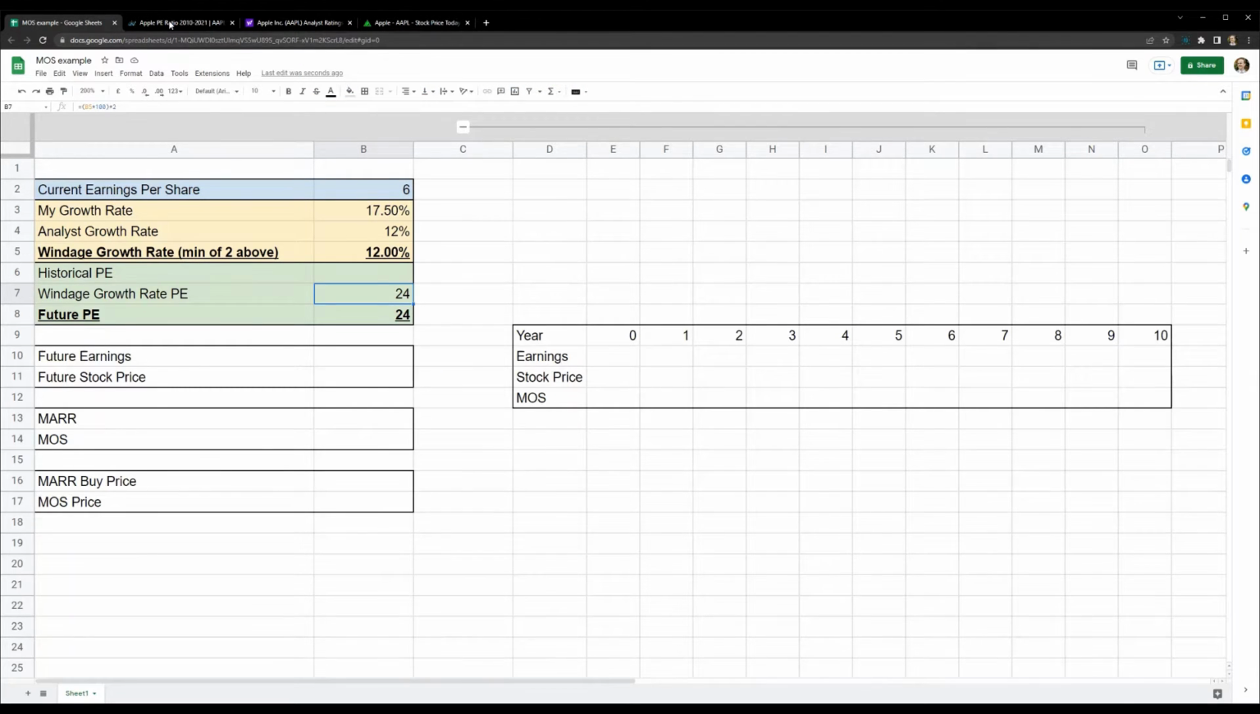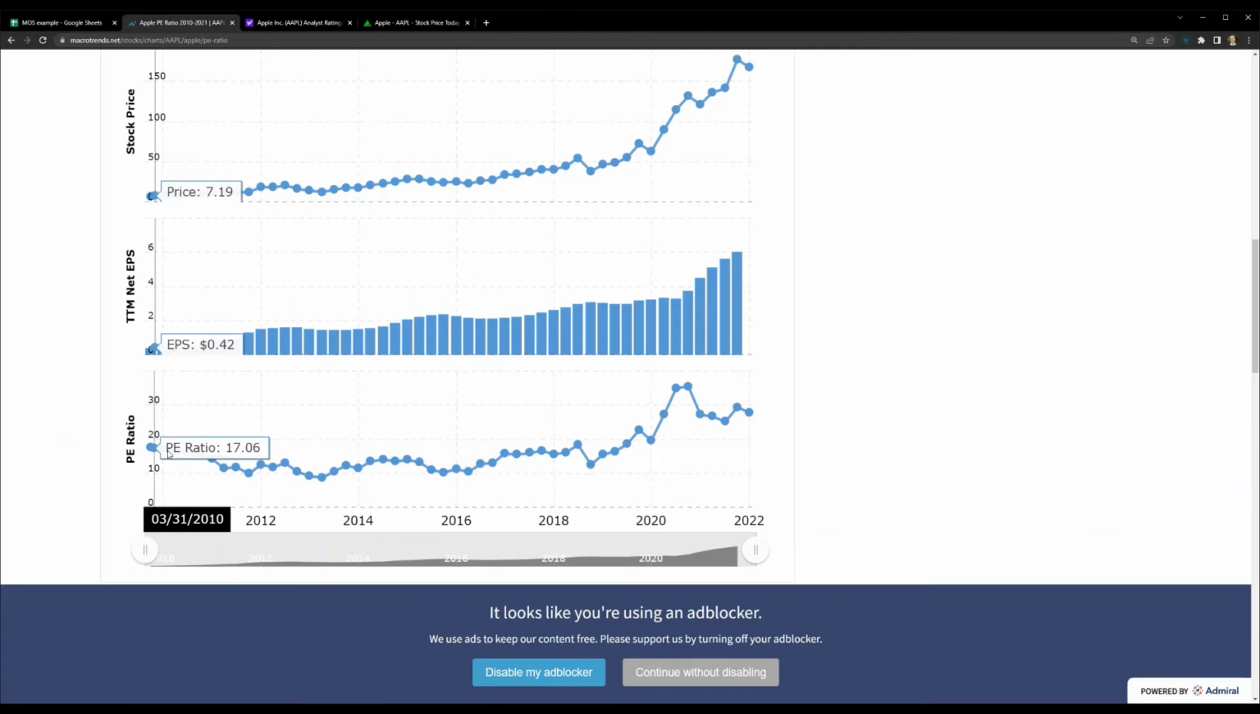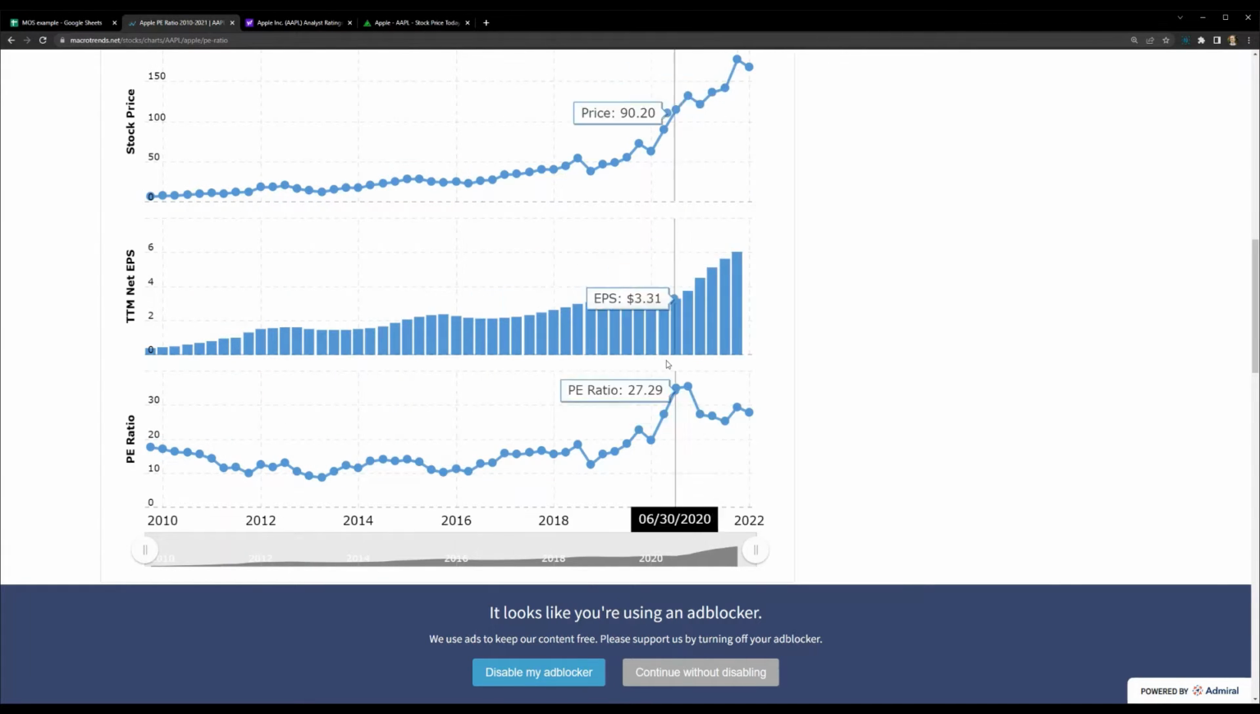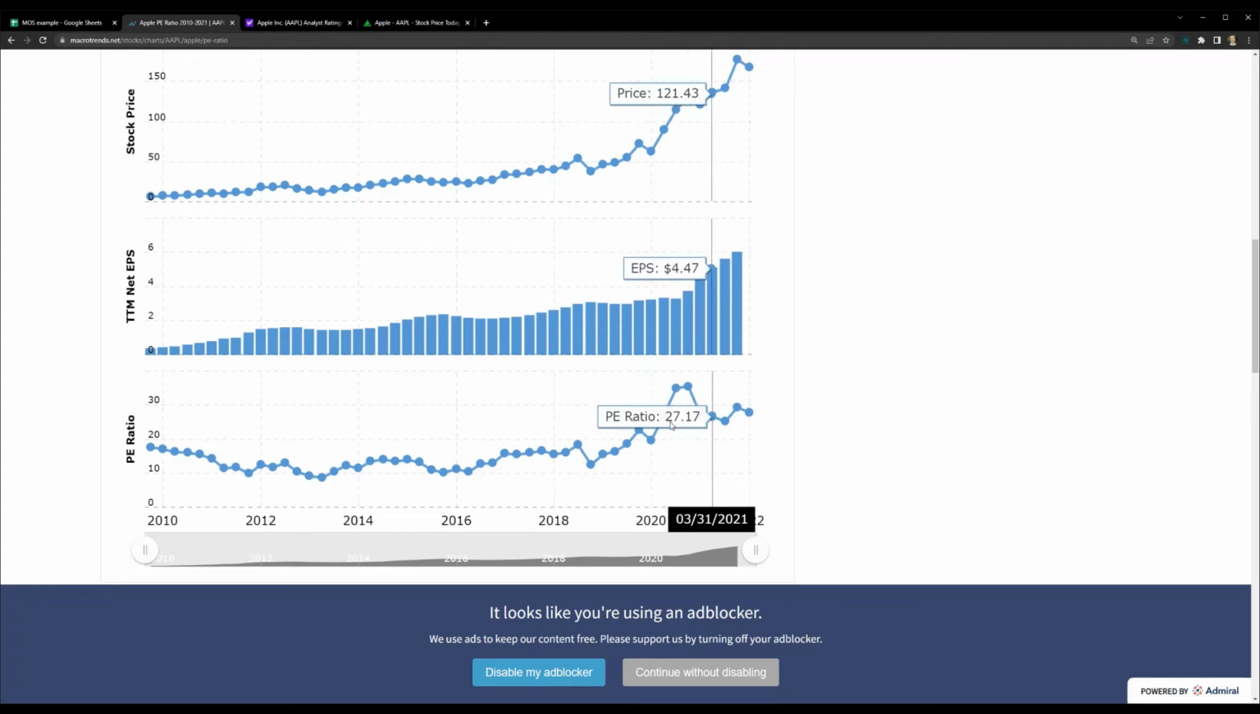But then again, we can go back over to Macro Trends, and on this bottom graph, we can see the PE ratio over the last 12 years. We're going to ignore this kind of euphoric stage here, where PEs seem to go above the long-term trend. I mean, tech stocks did very well in this 2-year period.